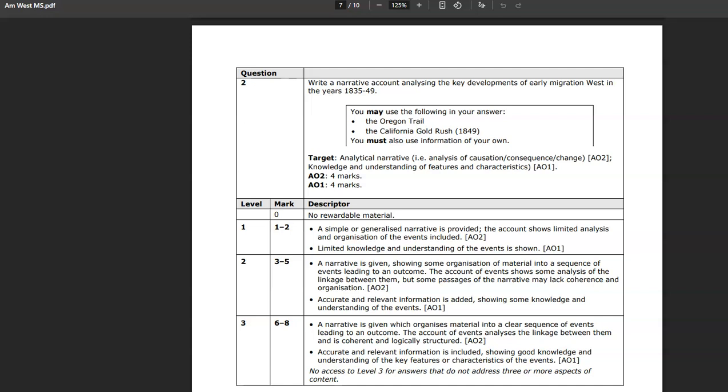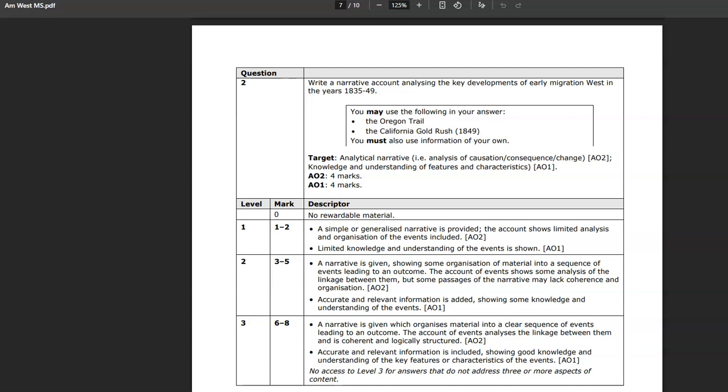So to get 8 marks on this question, to get into that level 3 mark band, you need to do two things. You need to give a narrative which organises material into a clear sequence of events leading to an outcome. And that means that you are going to write your answer in chronological order, in time order, and probably that you're going to want to use time connectives at the beginning of each paragraph, because that will help you to analyse the link between the events and also show that you are coherently and logically structuring it.